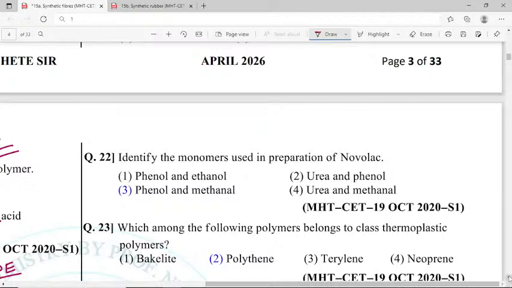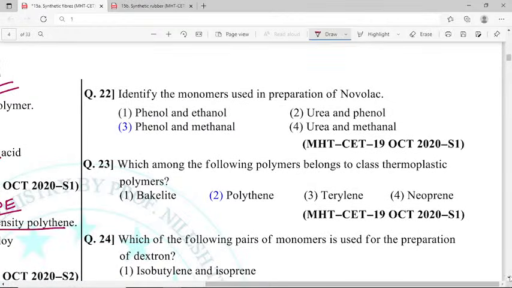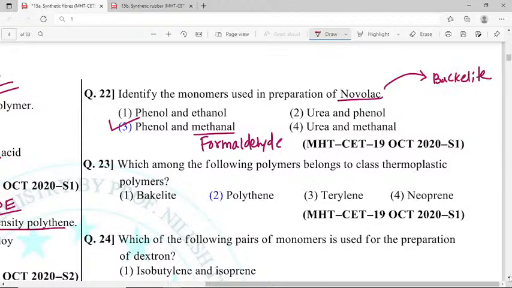Identify the monomer used in the preparation of Novolac. Novolac is a phenol formaldehyde resin. Methanal stands for formaldehyde, so it is called formaldehyde. That's a phenol formaldehyde resin, and from Novolac, bakelite is prepared.